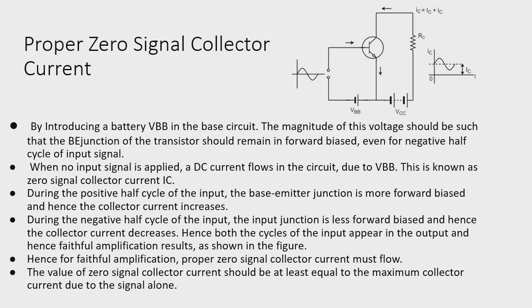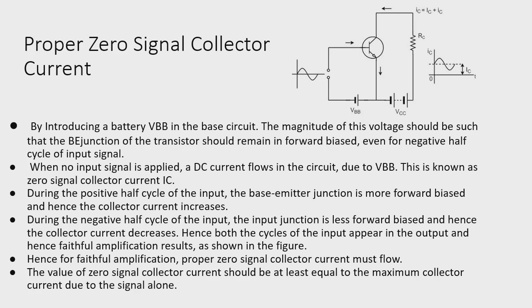Now, in order to understand this, let us consider the figure in which VBB is absent. Now, the base emitter junction is forward biased and the collector emitter junction is reverse biased. When a signal is applied at the input, the base emitter junction of the NPN transistor gets forward biased for the positive half cycle of the input and hence it appears at the output. For the negative half cycle, the same junction gets reverse biased and hence the circuit doesn't conduct. This leads to unfaithful amplification.